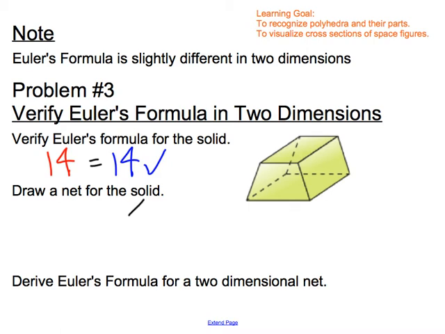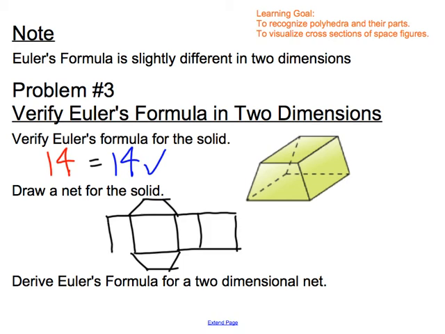The solid is going to have 2 trapezoidal faces. So one on top, one on bottom. They're going to be connected with a rectangle. And they're going to have 4 rectangular faces. So we have one side, this would be the top, and then we can put the other side over here. So Euler's formula for a 2-dimensional solid should say something like F plus V equals E plus some number.